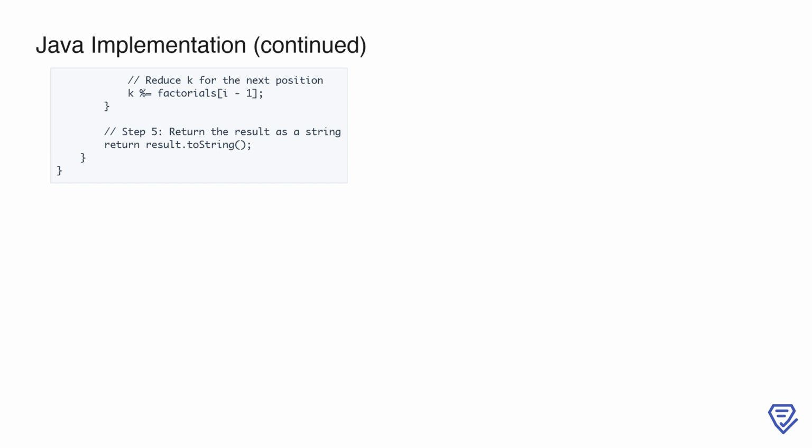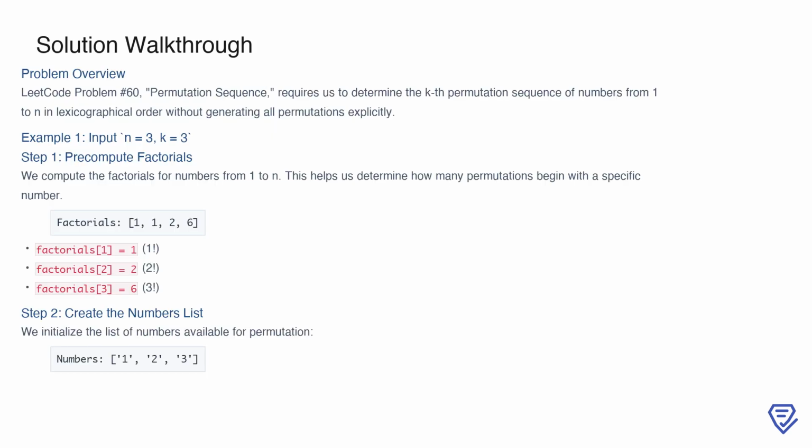This approach ensures that the solution is both efficient and avoids generating all permutations, making it suitable for large values of n and k. To solve LeetCode problem number 60, permutation sequence, we need to determine the kth permutation of the numbers from 1 to n arranged in lexicographical order. The key here is that we accomplish this without generating all permutations explicitly, which would be computationally expensive.